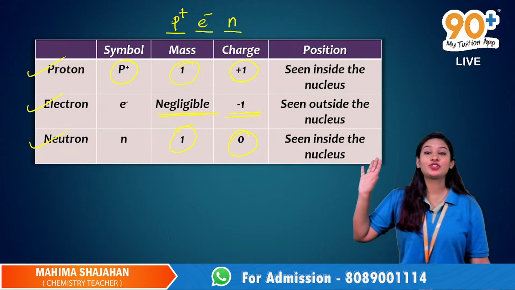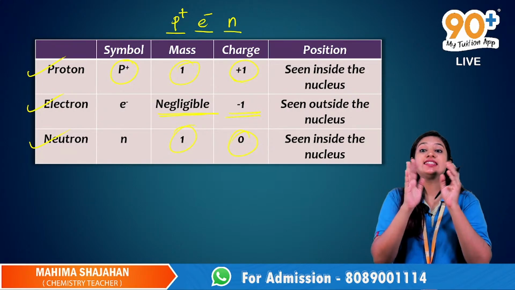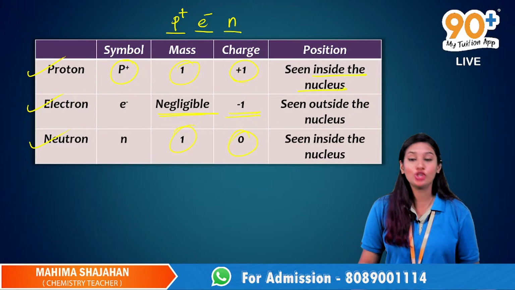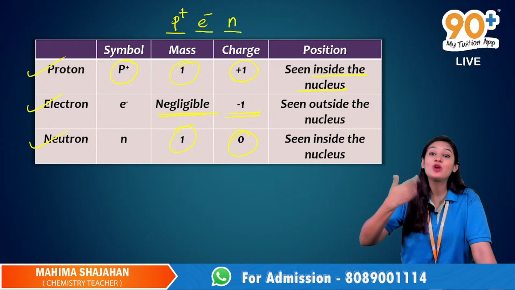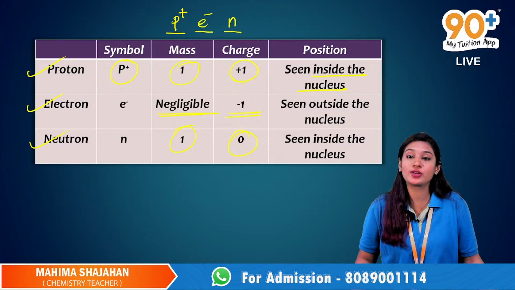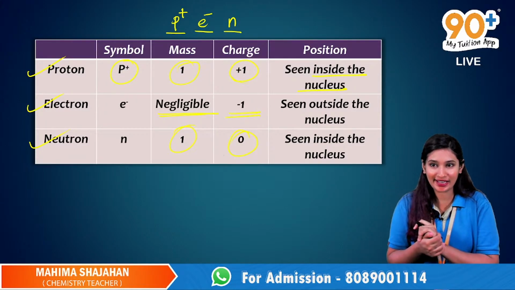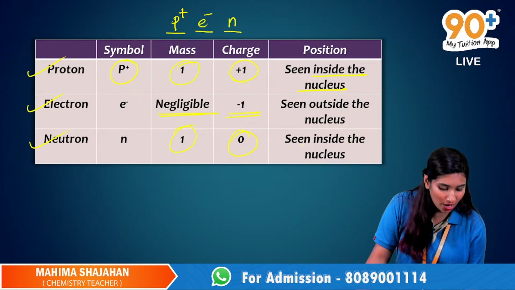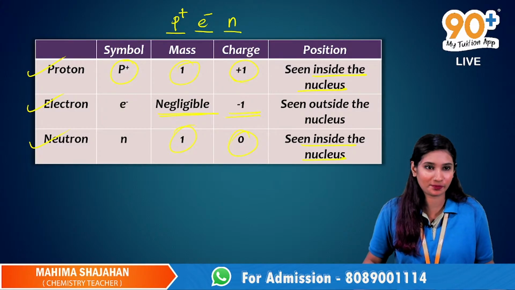Now, the position. Where is it found? Proton is seen inside the nucleus. Electron is outside the nucleus. Electron is found revolving outside the nucleus in shells, right? Now, what about neutron? Neutron is also found inside the nucleus along with proton. Is it clear?